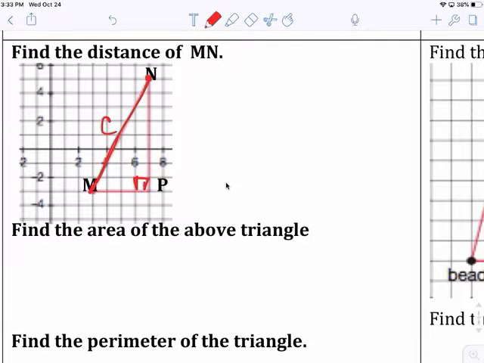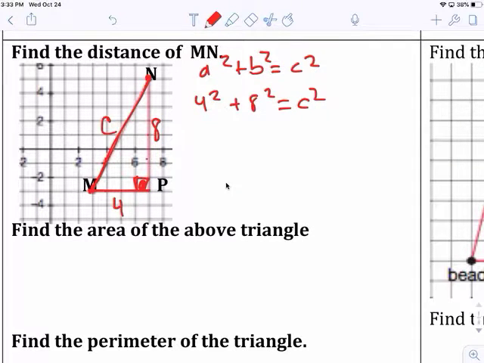This is 4, that's A and B. That's 4, 2, 4, 6, 8, that's 8 there. So you do A squared plus B squared equals C squared. 4 squared plus 8 squared equals C squared. And 16 plus 64 equals C squared. You get 80 equals C squared.